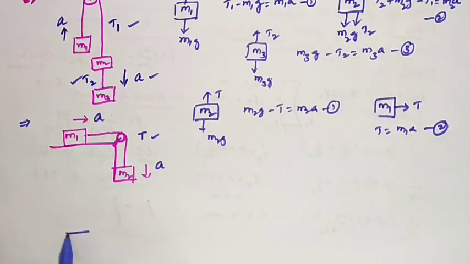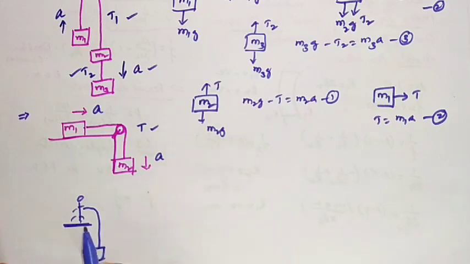Suppose this is the surface. A man is standing on the surface and pulling water with the help of a bucket connected by a string. Right? He is drawing water simply. Next, what is the normal force in this case? We need to calculate.